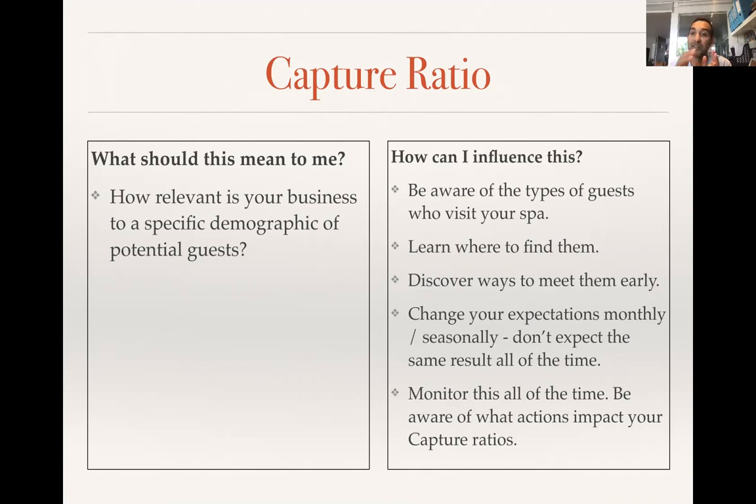There are many different segments, and you need to be able to identify those and also know where to find them. How do you contact them and how do you communicate with them? The better that you can do that, the more you can influence your capture rate positively. And when things are not going great, you can probably identify more easily where to look and why. You want to discover ways to meet them earlier.